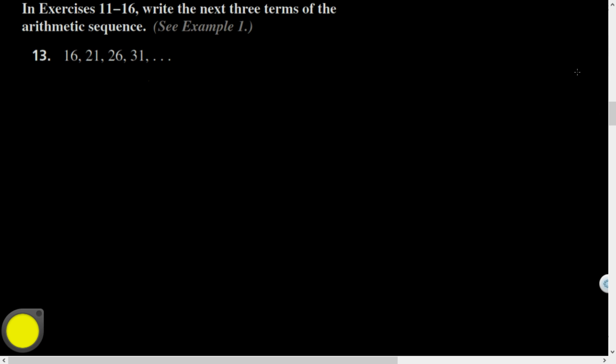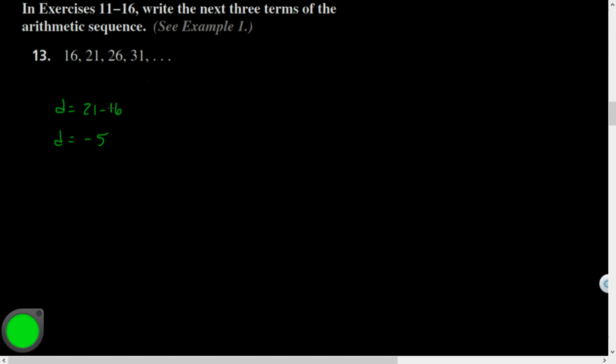Okay, so here we go. Let's combine those skills. Here are the first three terms of an arithmetic sequence. I'm looking for the next three. They didn't tell me the common difference, so let's find the common difference. I'll just do 21 minus 16. Usually I'll pick two terms that are the smaller numbers that I could select. So 21 minus 16, it looks like minus 5 is the common difference.